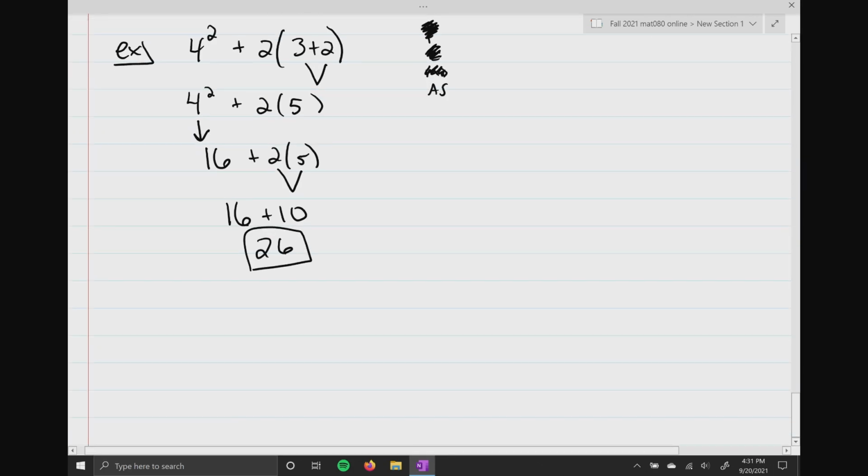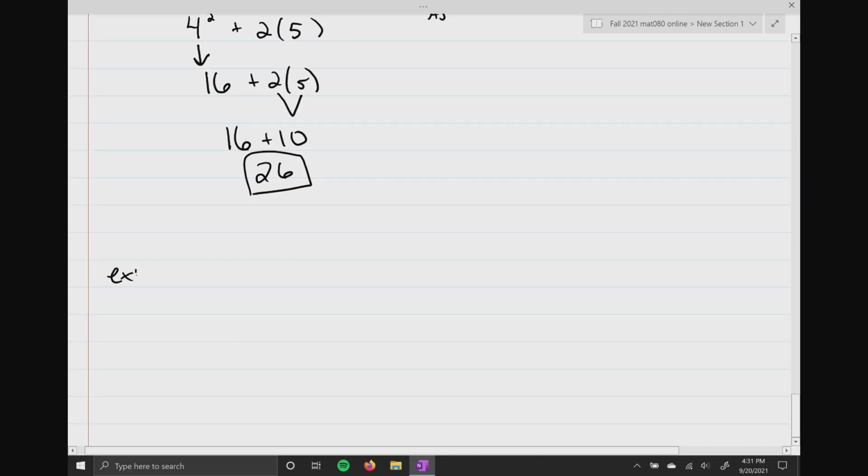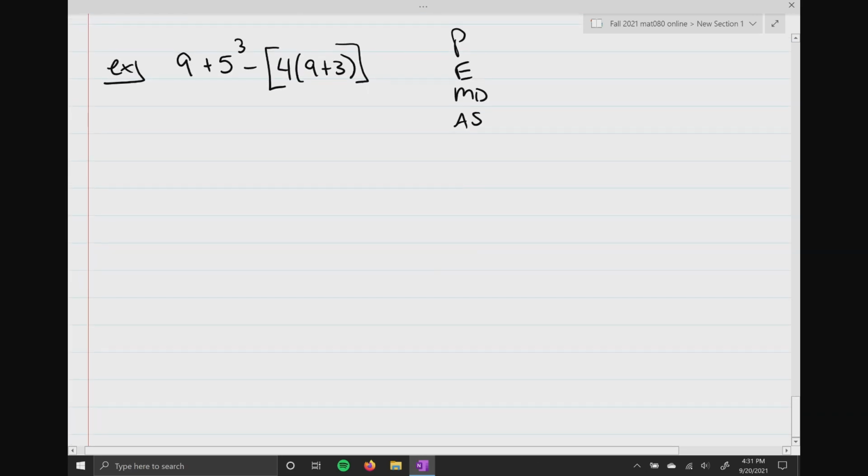We're going to do a couple more problems. Call it a day. So here's one. 9 plus 5 to the third minus bracket 4 times the quantity 9 plus 3, end the bracket. Write my order of operations to the right. Now remember, we do parentheses first, and we want to look for the innermost grouping. So that's going to be right here.